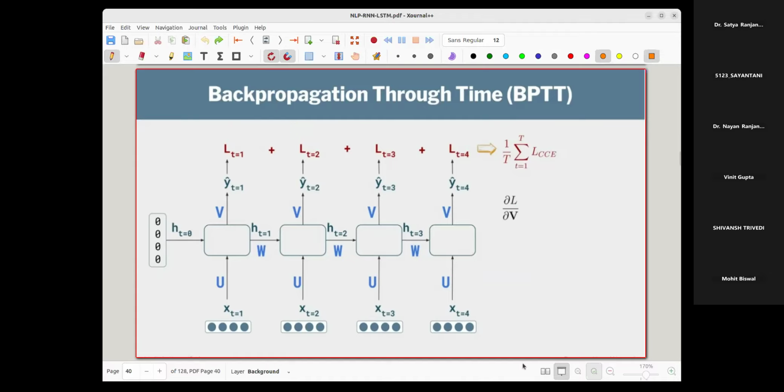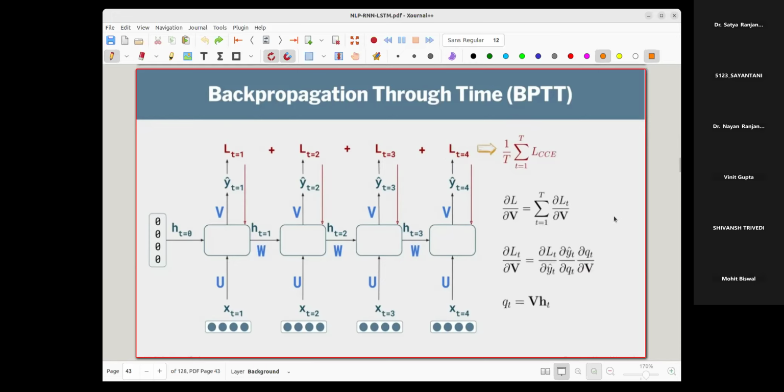Okay, so how to calculate del L by V? Loss is there. Now del L by V. You just calculate this with respect to all time steps. At time step t equal to 4, you calculate del L by V. At time step t equal to 3, you calculate del L by V, and like this. Then all will be added and you will get the final del L by V, that is summation of t equal to 1 to T del L t by del V. So this is very simple. That means L is dependent on V, so you can directly calculate. It's not that much of a problem. At every time step, you calculate the partial derivative and add them, that's it.